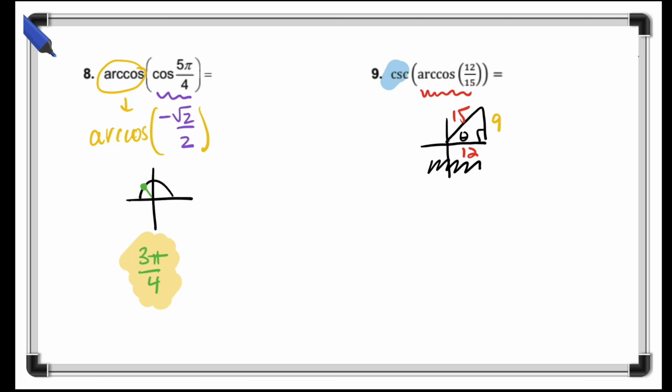Now we look at the outside, cosecant, and we evaluate it with the information we've got from our triangle. Cosecant is the reciprocal of sine, so that's the hypotenuse over the opposite side. That's 15 over 9, which is the same thing as 5 over 3.